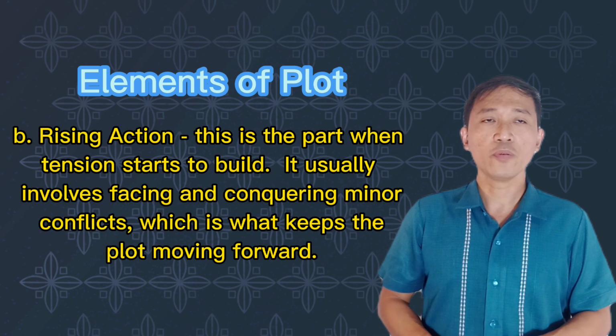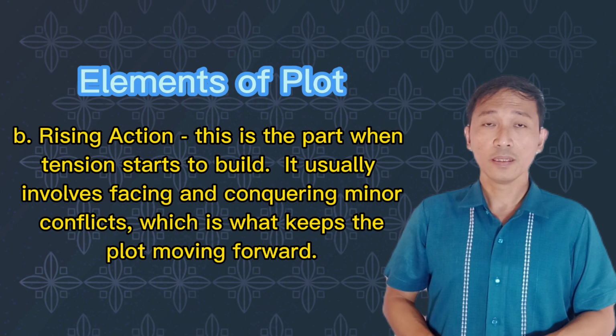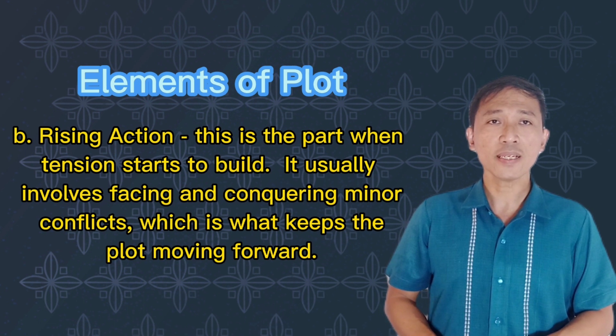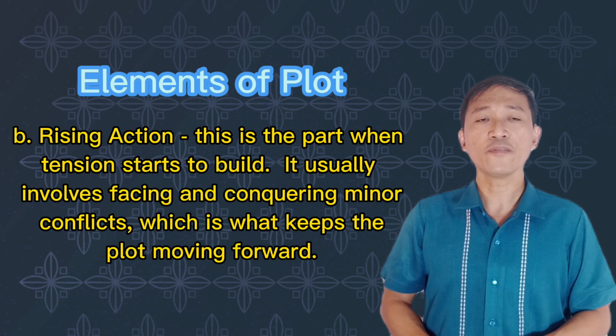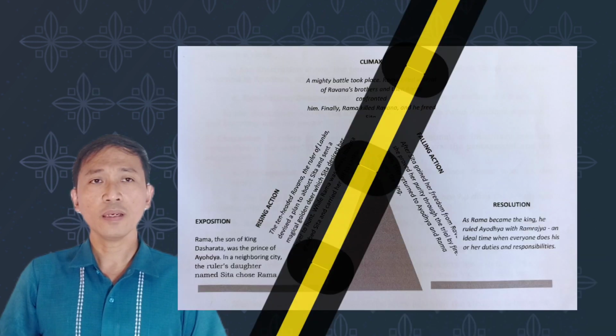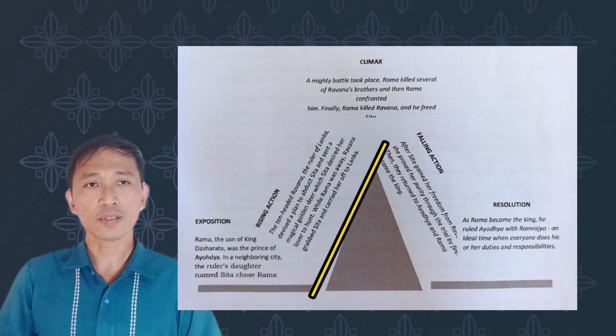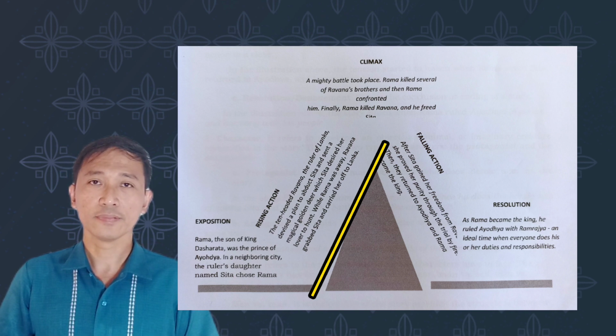Another element of a plot is the rising action. This is the part where tension starts to build. It usually involves facing and conquering minor conflicts, which is what keeps the plot moving forward. In the illustration above, the tension started when Ravana devised a plan to abduct Sita.